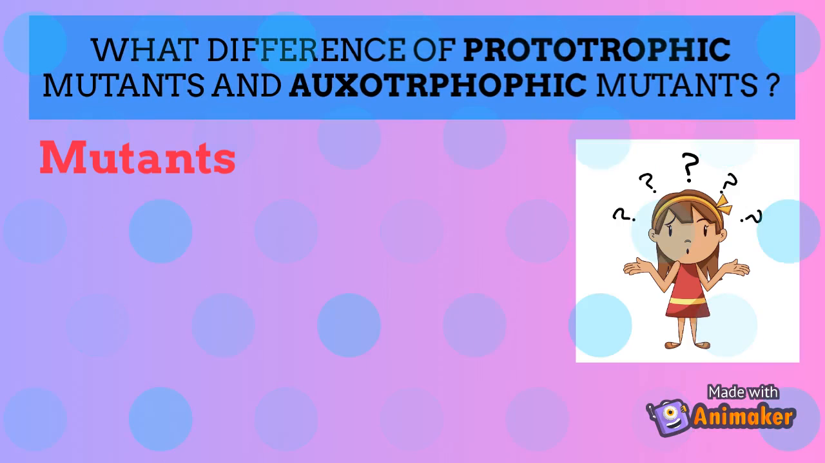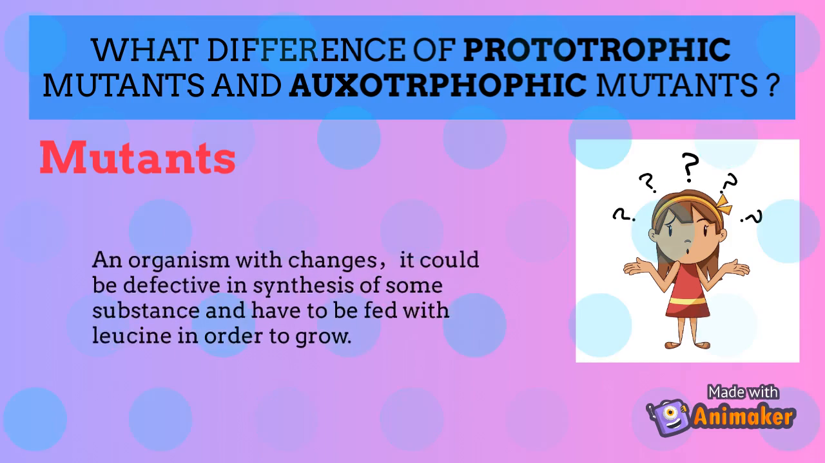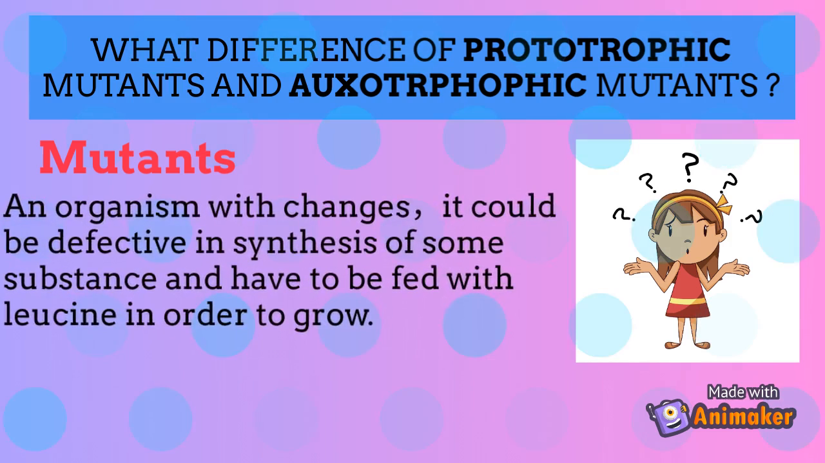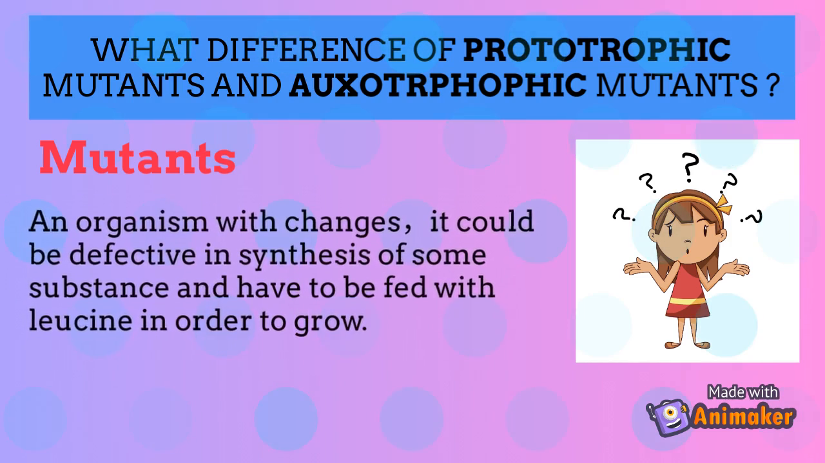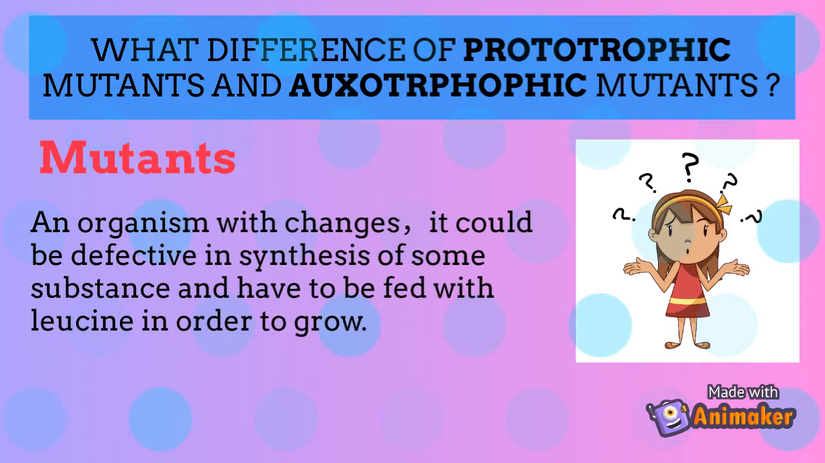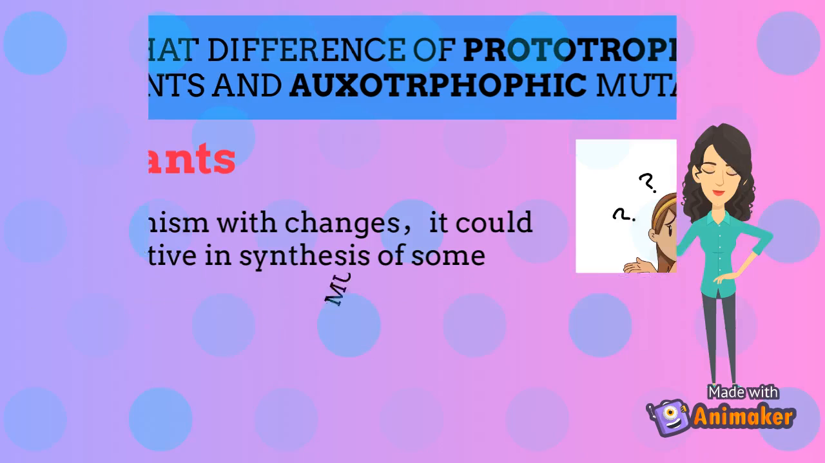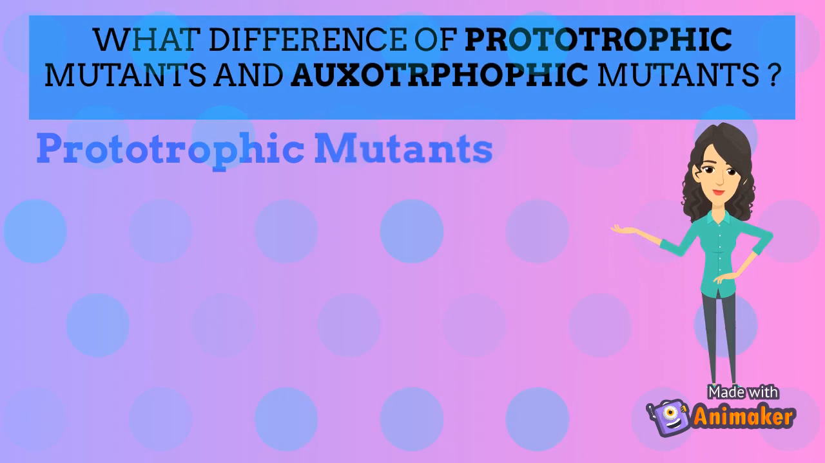Actually, mutants are divided into prototrophic mutants and auxotrophic mutants. A mutant is an organism with a change, and it could be defective in the synthesis of some substance and have to be fed with leucine in order to grow. But what is the difference between the prototrophic mutants and the auxotrophic mutants?